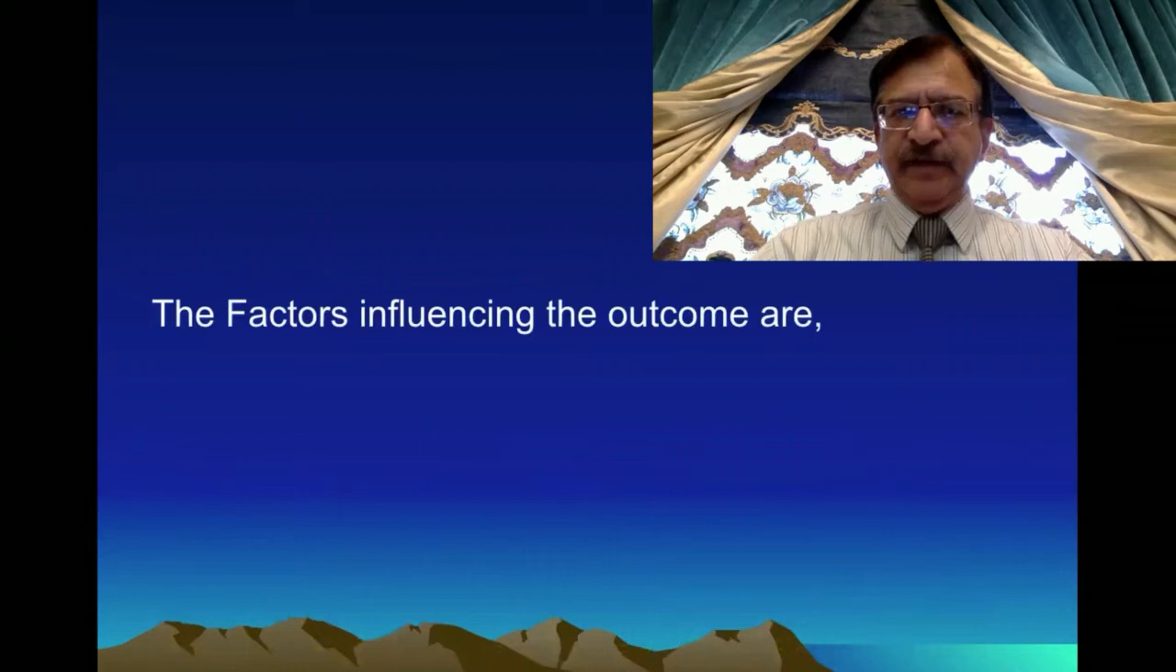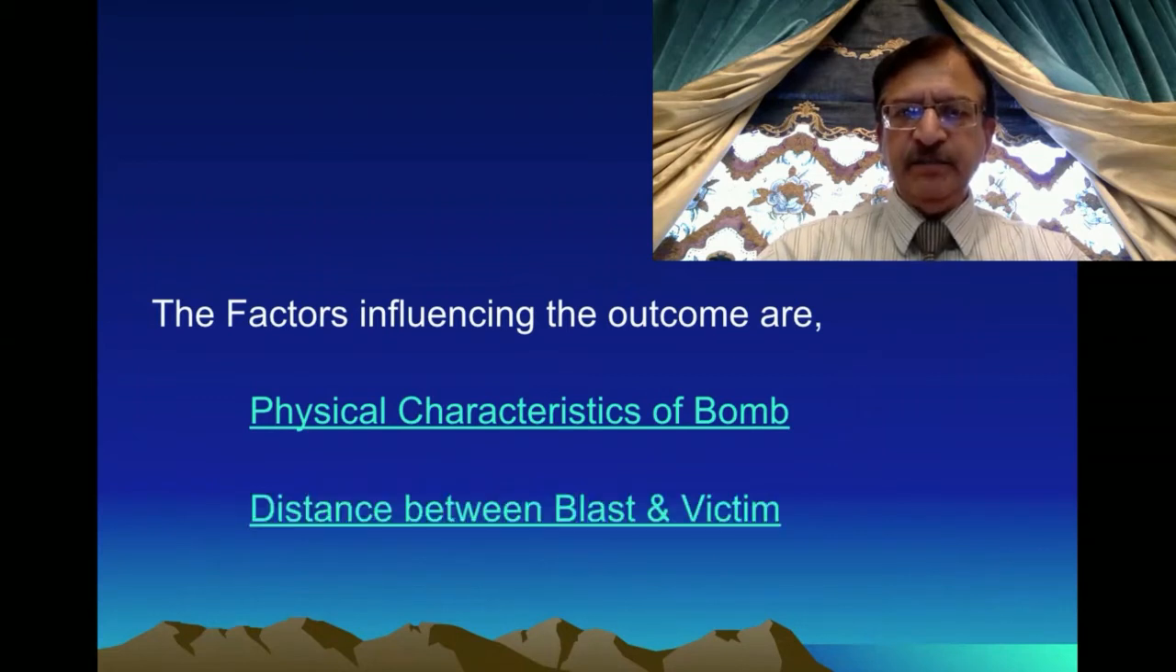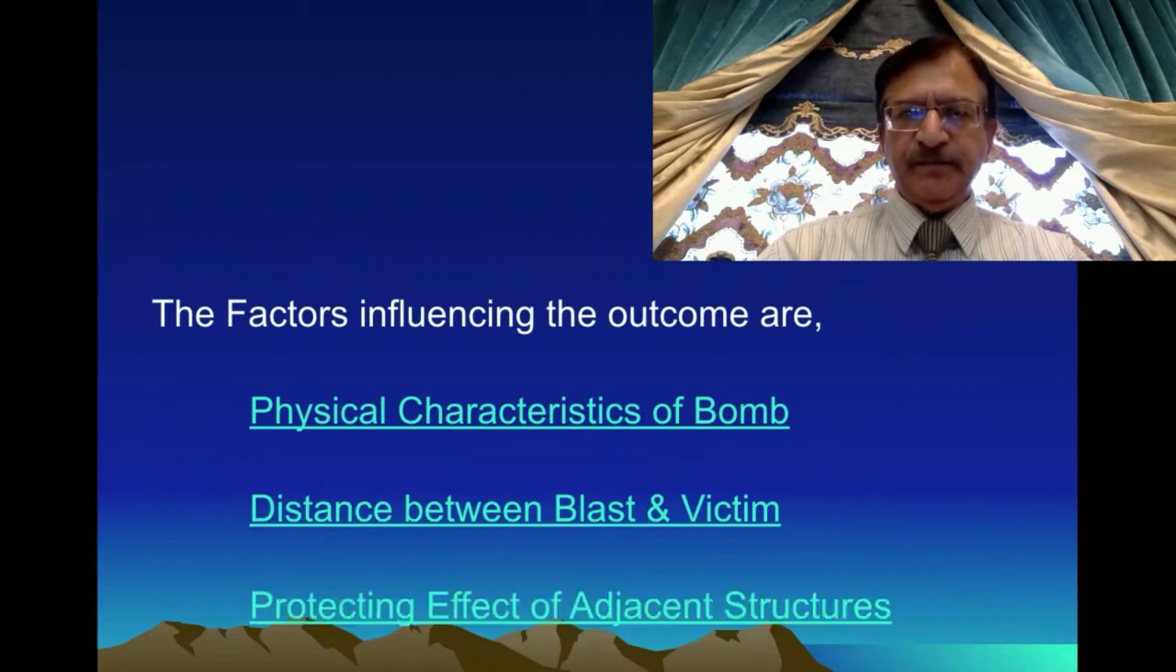So the factors that influence the outcome are the physical characteristics of the bomb, that is, what are the ingredients, what are the structure, the container. So all the physical characteristics of the bomb. Then the distance between the bomb and the victim, and the protection effect of adjacent structures.